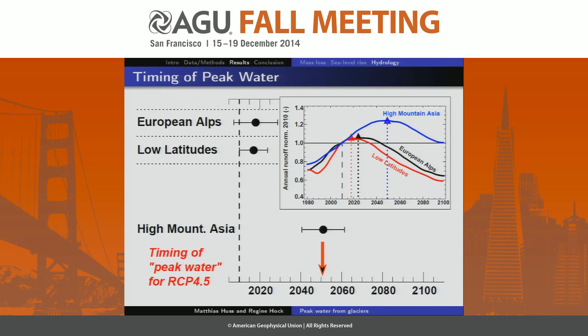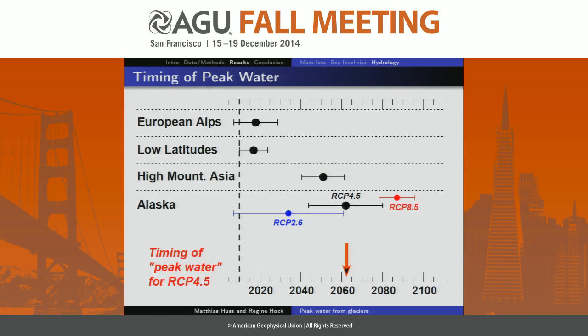If we move on to regions with higher glacier coverage, such as High Mountain Asia, which we heard about from Wouter, we expect peak water at around 2050. But interestingly, even in 2100, in terms of annual runoff, we are only at the same level as today, which is quite consistent with the results we just heard.